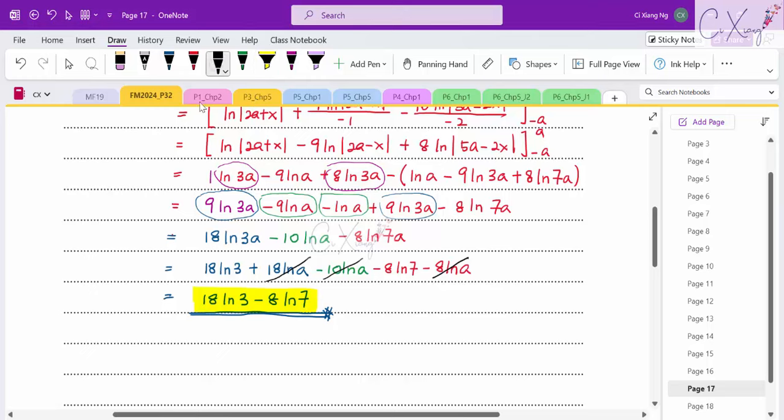Okay, so maybe I will put a small note here. From this step to this step, basically we are using the idea that ln AB can be written as ln A plus ln B. Okay, right. So this is how we solve question number 10.